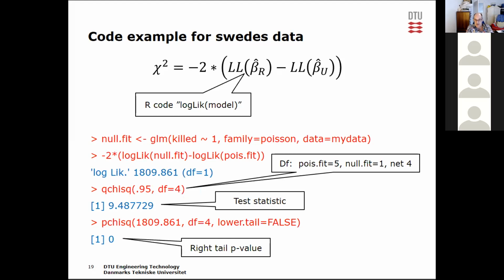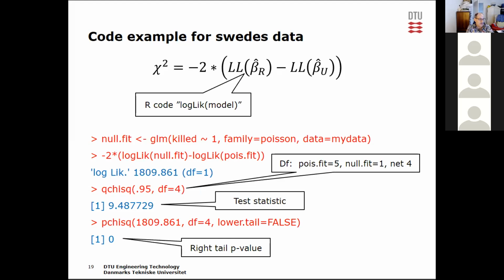The degrees of freedom is going to be how many variables you are regressing in the function. In this case, the unrestricted model has 5 variables. It has the intercept and 4 x's, and the null model has just the intercept, which is 1. So the difference is 4. There's a 4 variable difference between those two. So that gives us our critical value, 9.48. And then you can calculate the p-value here.